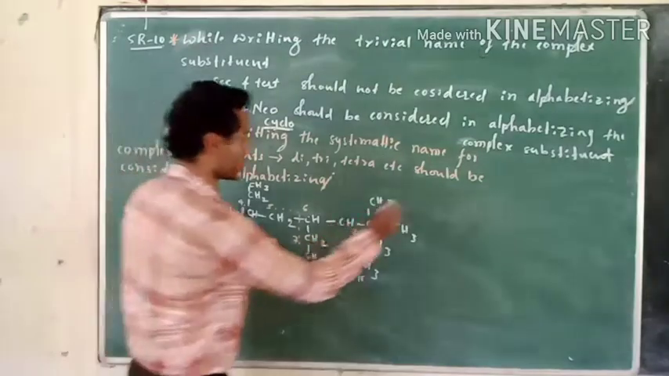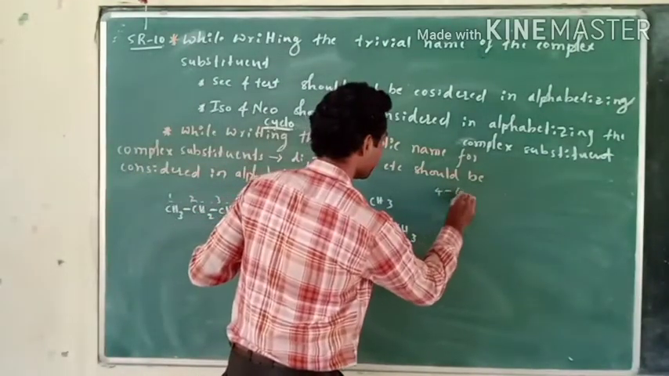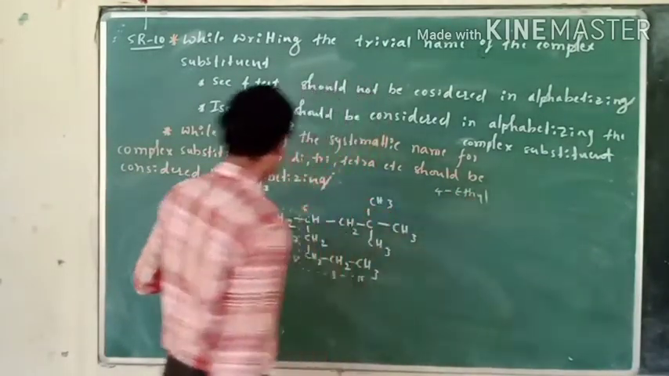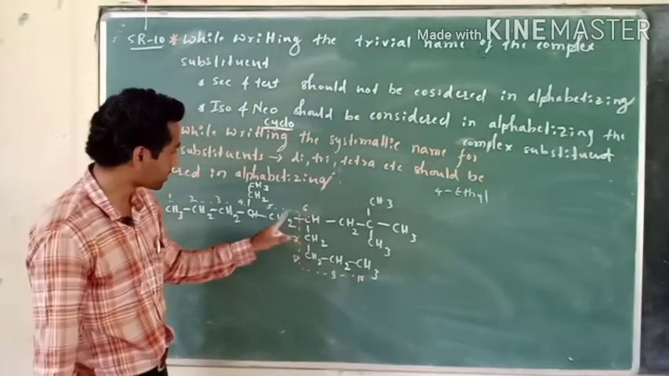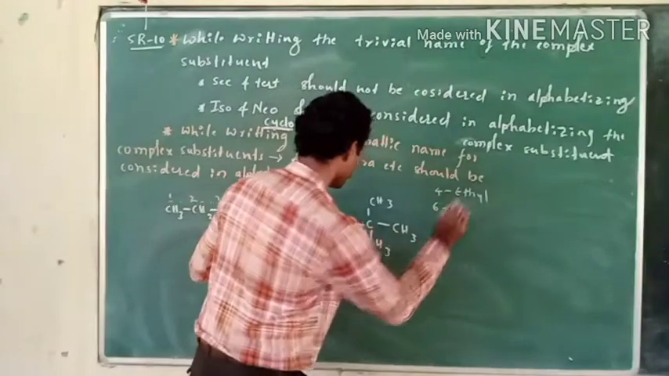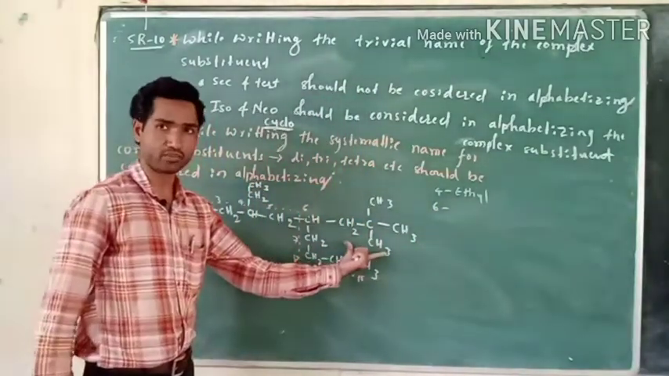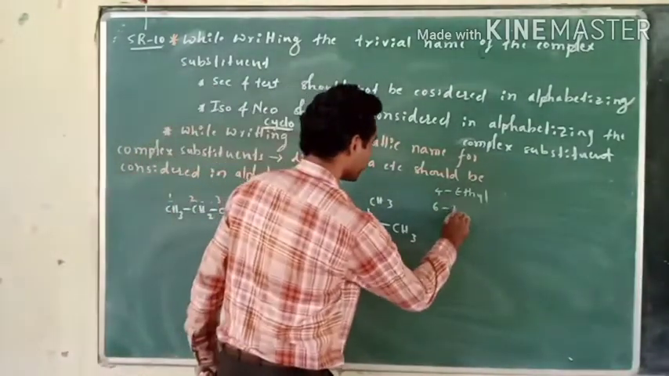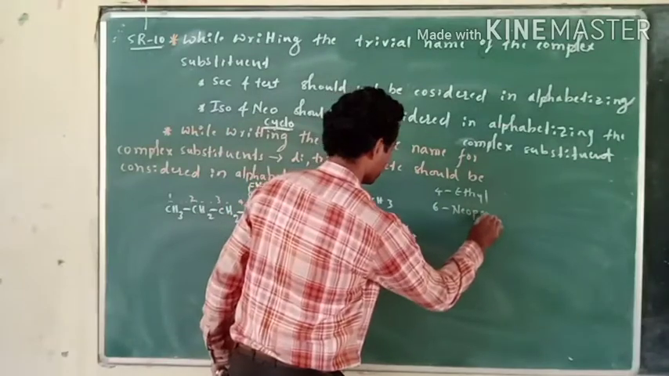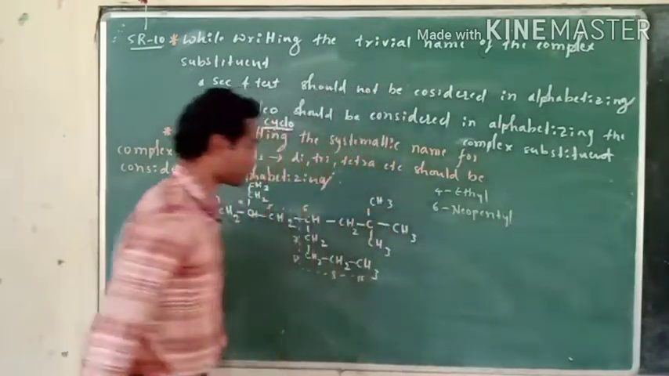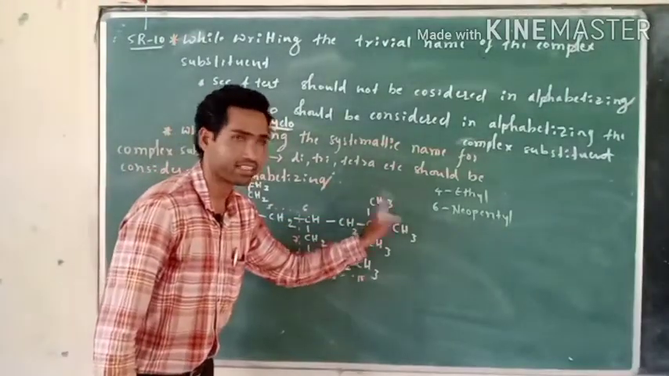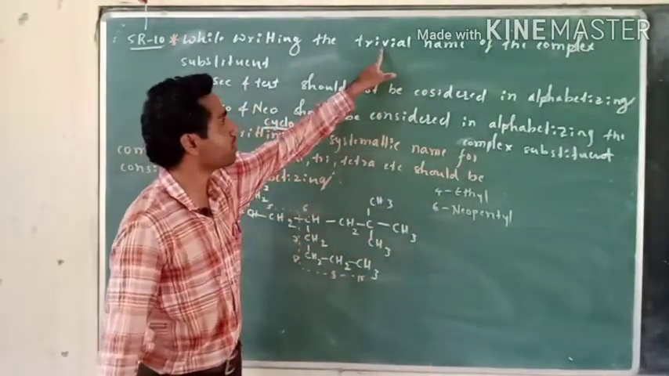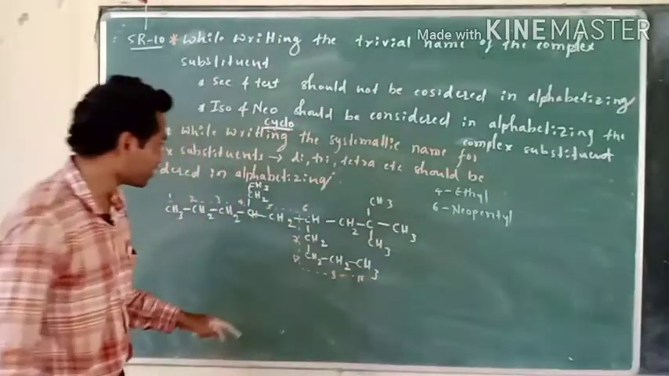So at the fourth position, ethyl group is there. Right, at the fourth position ethyl group, and at the sixth position, so what is the name of this substituent? So neopentyl. Name of this substituent is neopentyl. Right, whole group is neopentyl. This is the trivial name of the complex substituent.